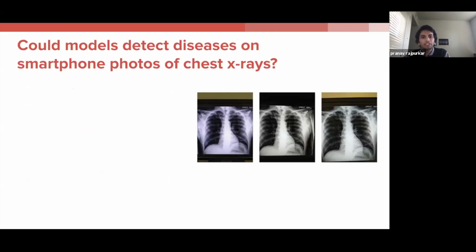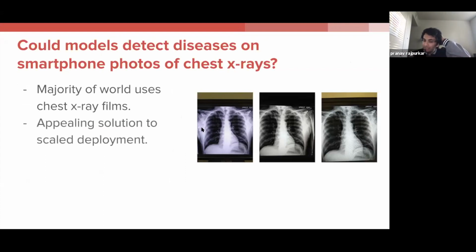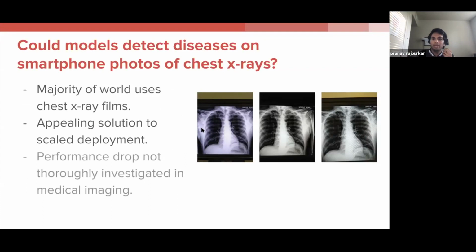Okay, my final generalization story is going to be on detecting pathologies in smartphone photos of chest x-rays. Now, why is this important? It's because most of the world actually still uses chest x-ray films. So you get a chest x-ray, it's on a film, and you can literally take it home with you in a lot of countries. And there's no way to directly apply a model to your film, which is in your hand. So one way to digitize this is to take a photo. And this is a nice solution to scale deployment.